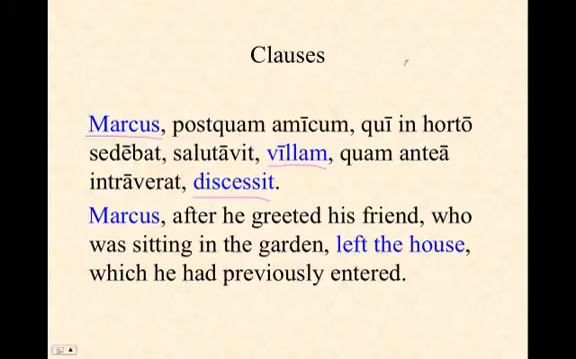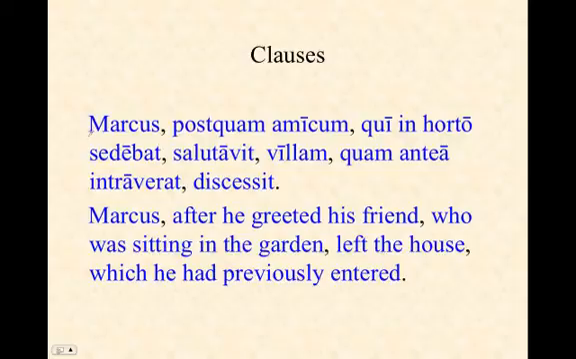But Latin throws in a clause. It's going to tell us exactly what house. Which house? The house which he had previously entered. This clause, quam antea intraverat, is a clause that serves to describe more about the house. Now, when did Marcus leave the house which he had previously entered? After he greeted his friend. This clause, postquam amicum salutavit, tells us the time frame in which Marcus left the house, by the way, which he had previously entered. And now finally, what about this friend, Marcus, after he greeted the friend who was sitting in the garden?